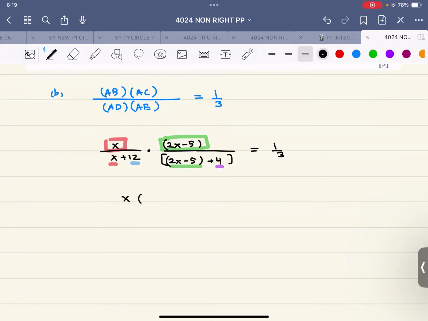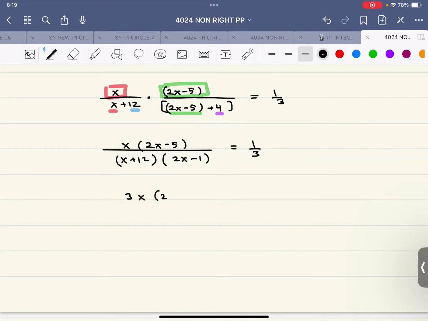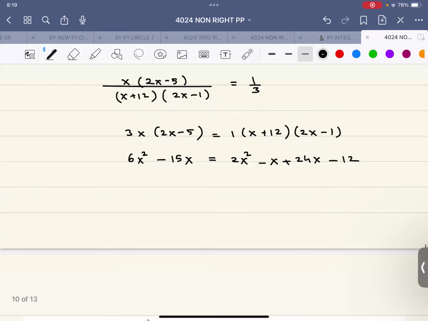So just simplify. This is x. This is 2x minus 5. Over here, this is x plus 12. And this is 2x minus 1. Is equal to 1/3. Cross multiply: 3x, 2x minus 5. This is 1, x plus 12, 2x minus 1. This is 6x squared minus 15x. This is 2x squared minus x plus 24x minus 12.